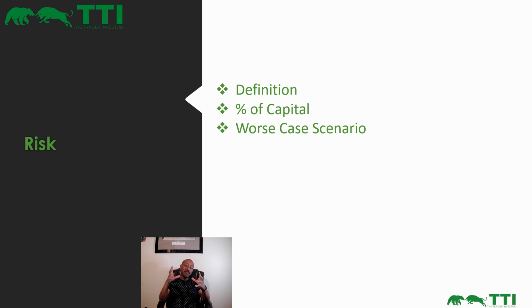But where people make the mistake and over leverage is, oh, it's only $200, let me do 5 contracts, let me do 1,000 shares, let me control 1,000 shares and do 10 contracts, let me control 500 shares and do 5 contracts.